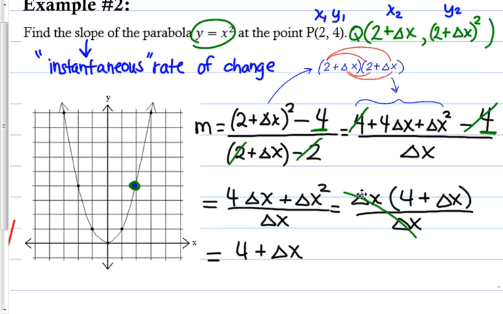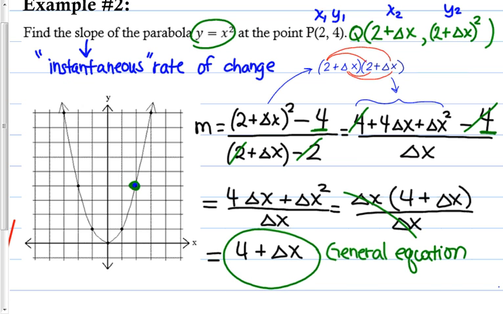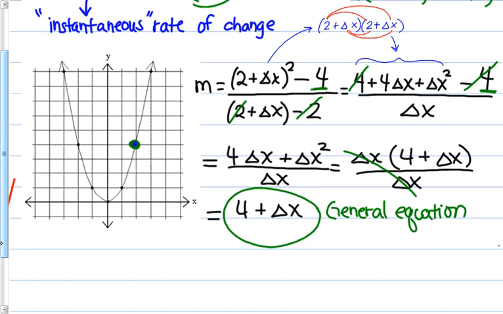This is my slope. This is actually a general equation that will get me my slope for any single point on this parabola. But I was only really interested in 2, 4, right? But I don't have anywhere to plug in 2. But remember delta x? Delta x is supposed to be like this very minute change in my original x value. Delta x is the change in x.